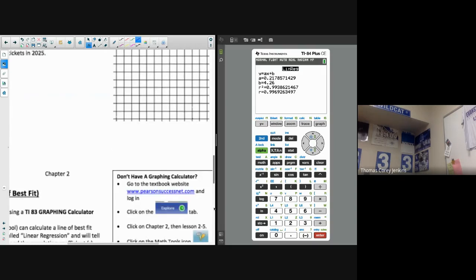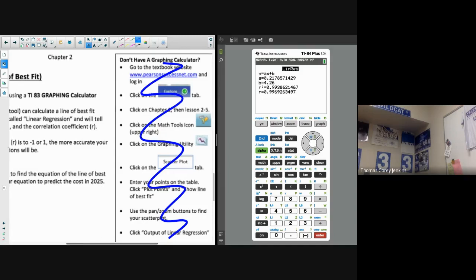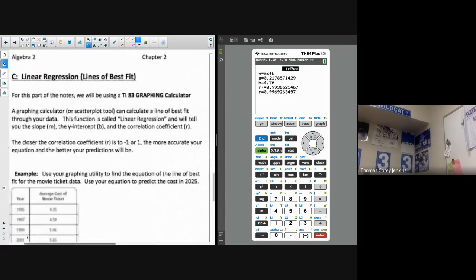All right, so here is where I wanted to get. Now, if you're using the notes, it says don't have a graphing calculator. I would just mark all this out. So they have a graphing calculator tool on the online textbook. We're going to use Desmos instead of that for those non-calculator people. So mark that out and maybe put Desmos there if you were filling out these notes.